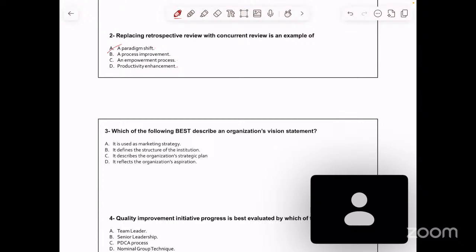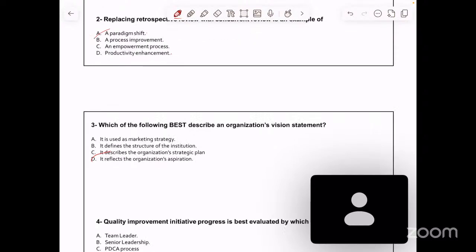What's your answer? Letter C. Letter C, no. Okay, this is a vision statement, not the strategic plan. Okay, give me another answer. Which of the following best describes an organization's vision statement? The answer here is letter D, it reflects the organization's aspiration.